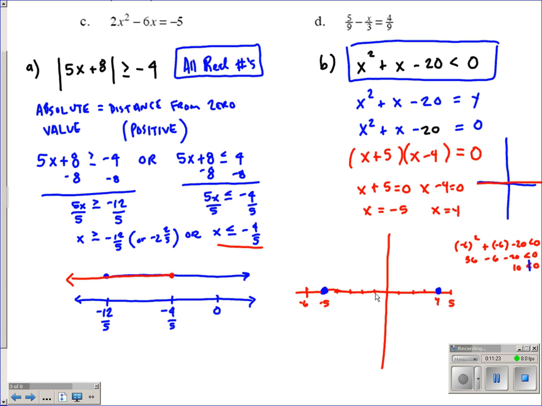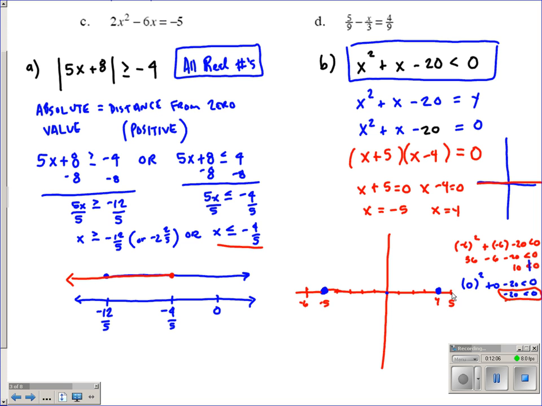Let's choose a value inside of here. A real easy one to work with would be 0. Let's try 0 here. The reason we choose 0 is because it's very easy to simplify. 0 squared is 0 plus 0 minus 20 gives us negative 20, which is less than 0. That works, which means the values between here are going to be solutions.